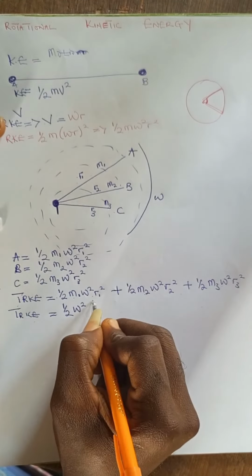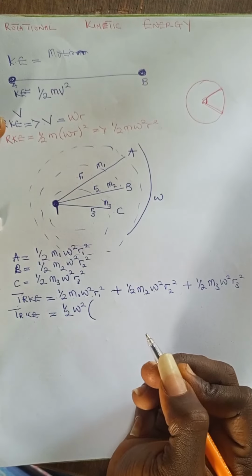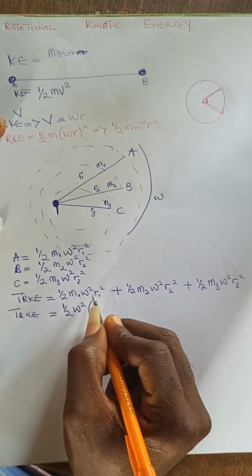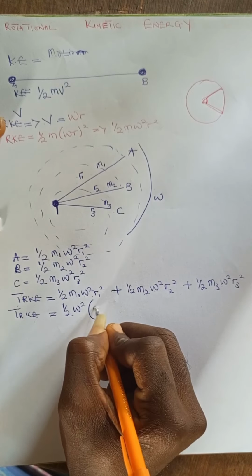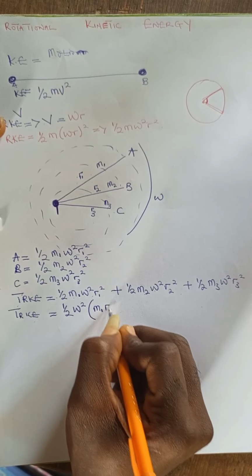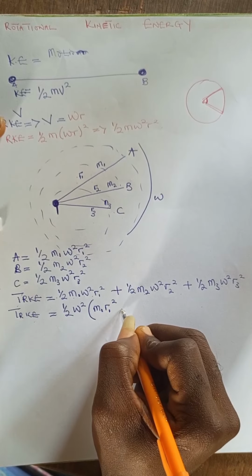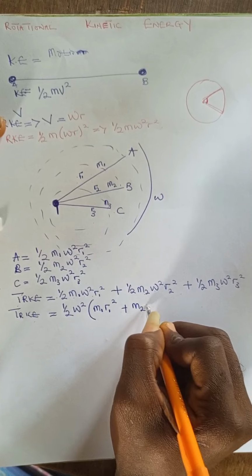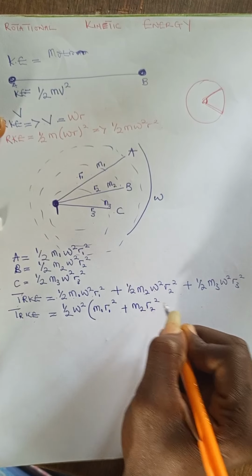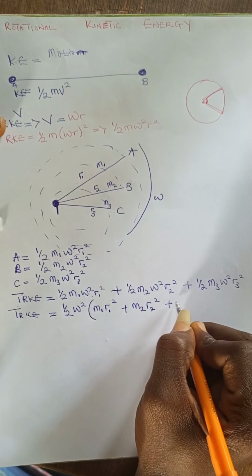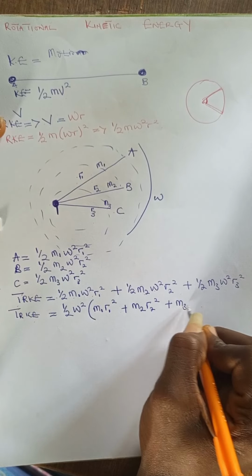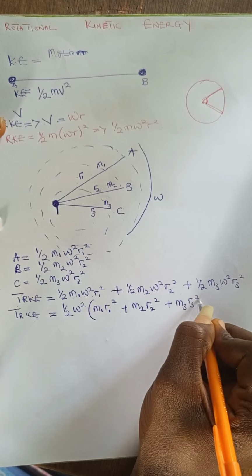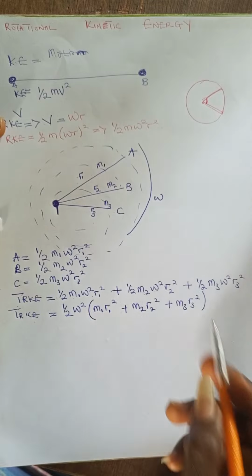So you pick all of them, then you open a bracket, you take the remaining one. What remains here? When you pick half and omega square, what remains is m1 r1 square plus m2 r2 square plus m3 r3 square, close bracket. So what remains here is this.